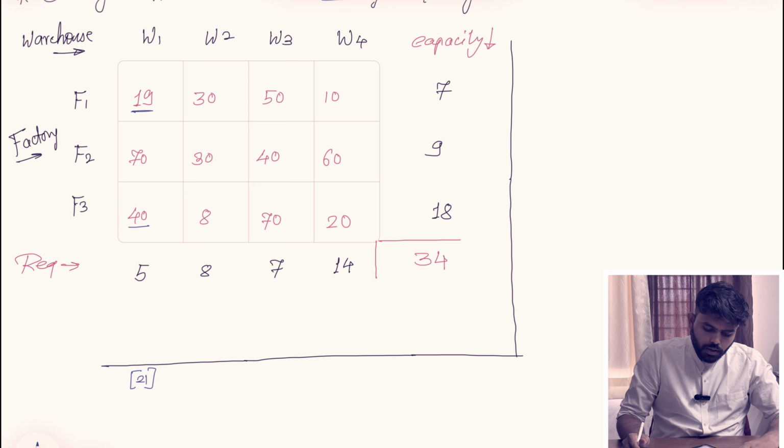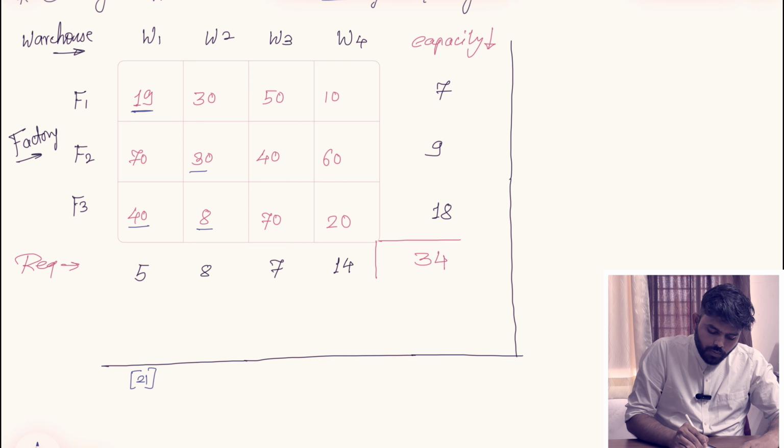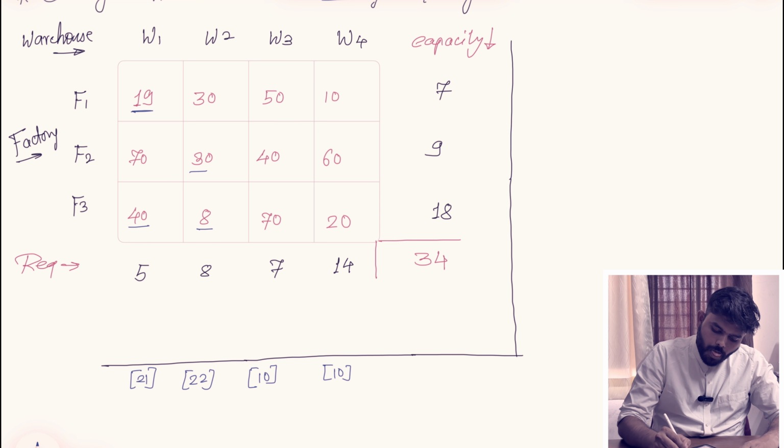Similarly, for the next column, the smallest value is 8 and the next biggest value is 30, so the penalty will be 22. Likewise, calculate the penalty of all the columns and all the rows. The penalty of the third column is 10, and of the fourth column is also 10. The penalty of the first row is 19 minus 10, that is 9. The second row is 40 minus 30, that is 10. And the third row is 20 minus 8, that is 12.